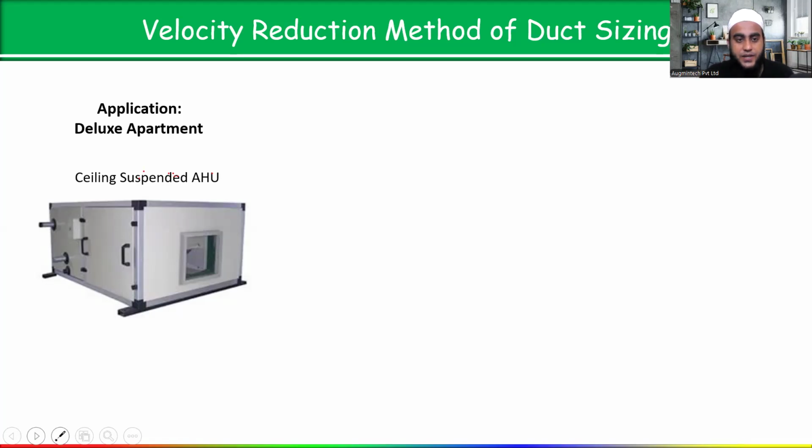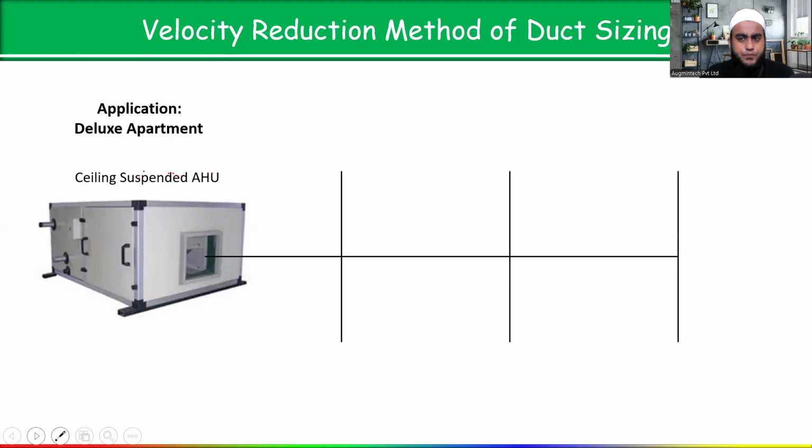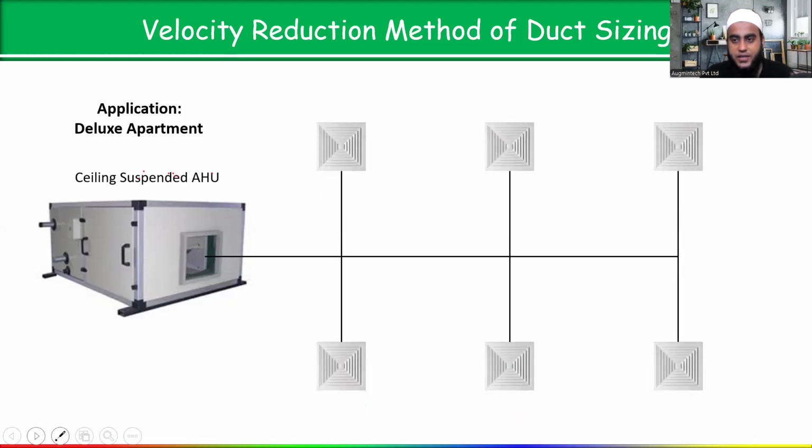Okay, ceiling suspended AHU. Now the duct, same as before. From the heat load calculation we have done, we have got 1200 CFM, let's say. In the deluxe apartment, we need to supply a total of how much CFM air to maintain comfort in the environment? 1200 CFM, cubic feet per minute. Now, for the same CFM, I'm doing the sizing.